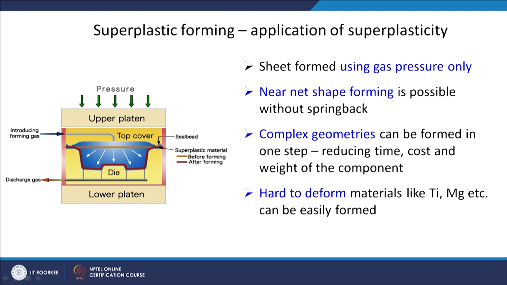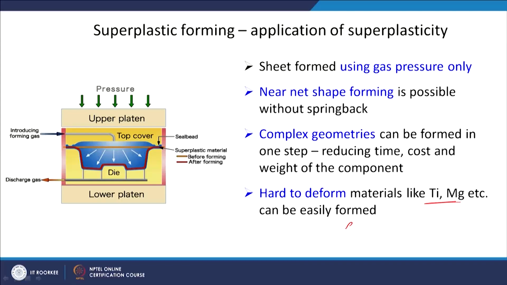The other very good advantage of superplasticity and superplastic forming is that you can form complex geometries in materials like titanium and magnesium, which are hard to deform because they have a hexagonal close-packed structure, HCP structure. So, they have very limited slip systems.